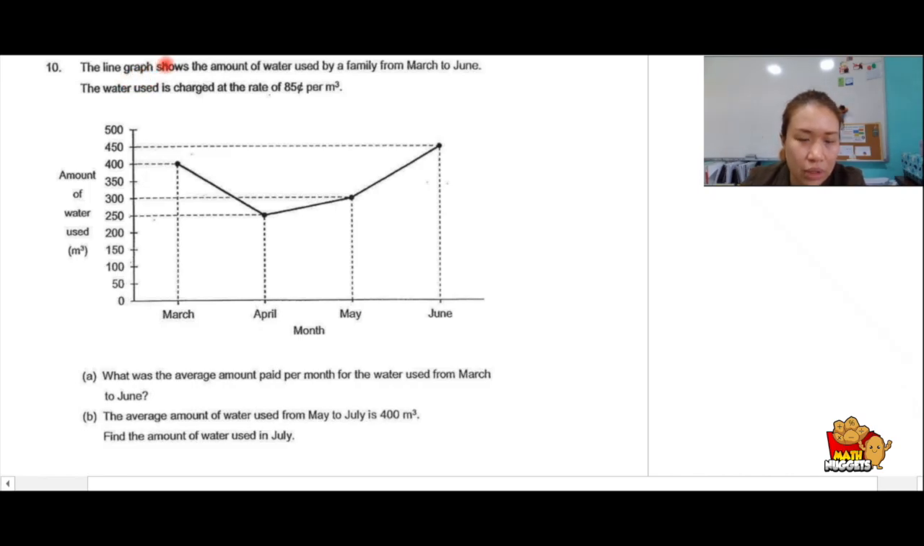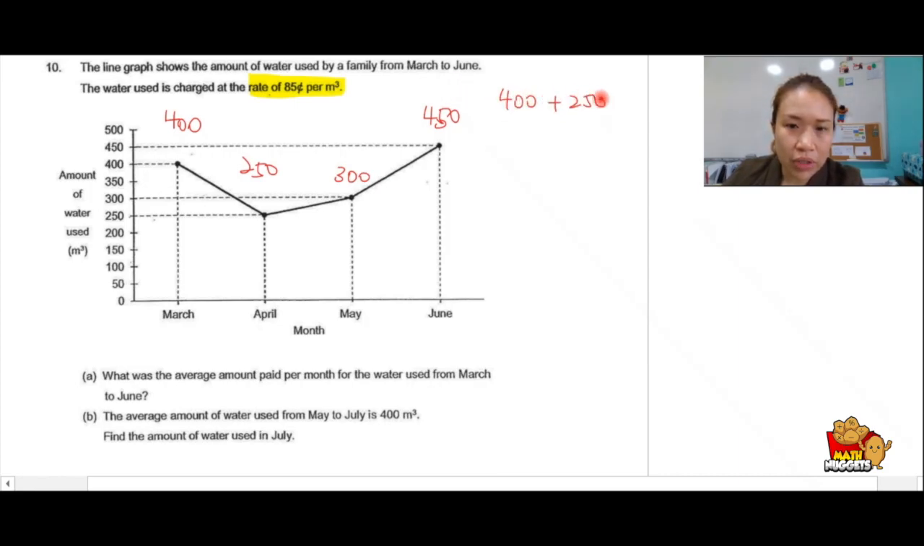Question 10, what was the average amount paid per month? The water used is charged at a rate of 85 cents per cubic centimeters. So let's write down the values for all the months. For March is 400, April is 250, May is 300, June is 450. So the average consumption for the 4 months would be 400 plus 250 plus 300 plus 450.